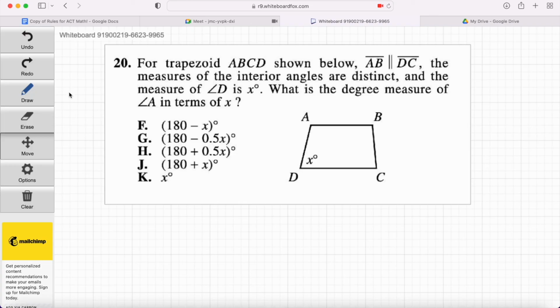We're going to end with some geometry here. For trapezoid ABCD shown below, line AB is parallel to line DC. The measures of the interior angles are distinct, and the measure of angle D is X degrees. What is the degree measure of angle A in terms of X?